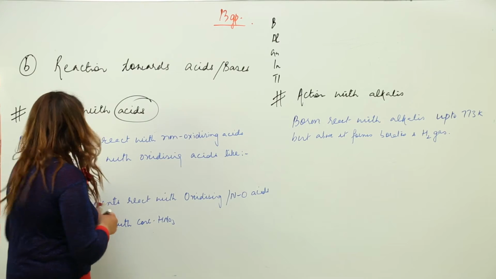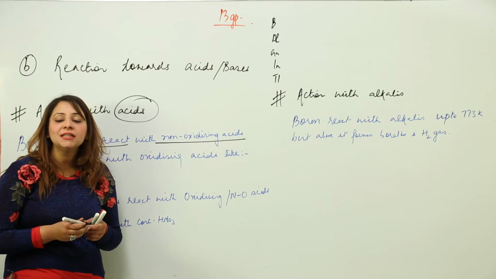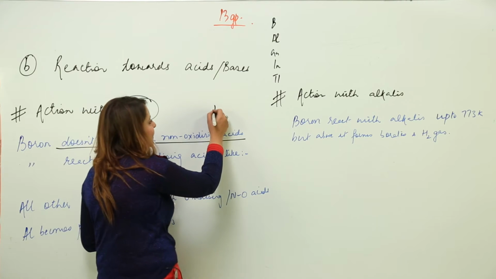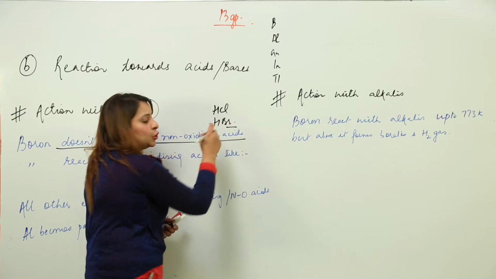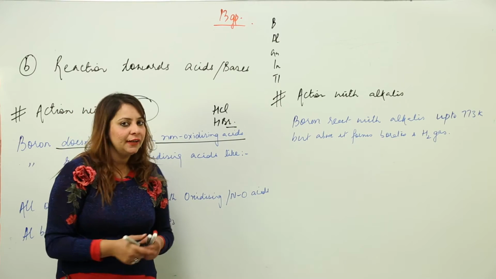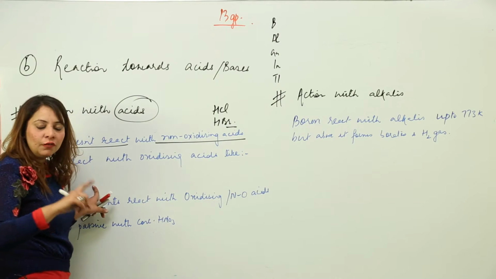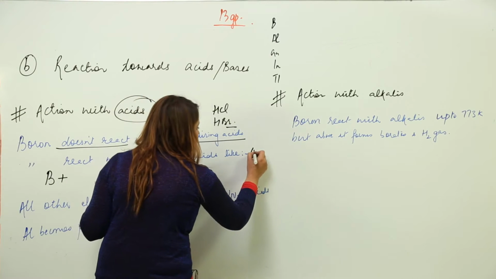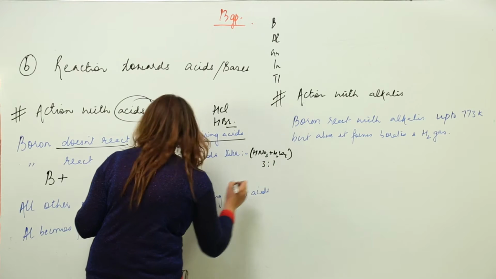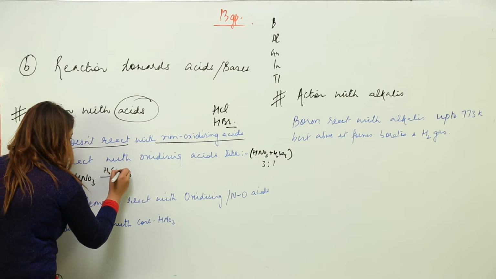What we have seen is that boron doesn't react with non-oxidizing acids. That means the acids which are lacking oxygen, like HCl, HBr, are non-oxidizing, so it doesn't show a reaction with them. But with an oxidizing acid, it shows a reaction. We have a mixture of oxidizing acid, that is HNO3 with H2SO4 present in ratio 3:1, and we are going to react boron with it.